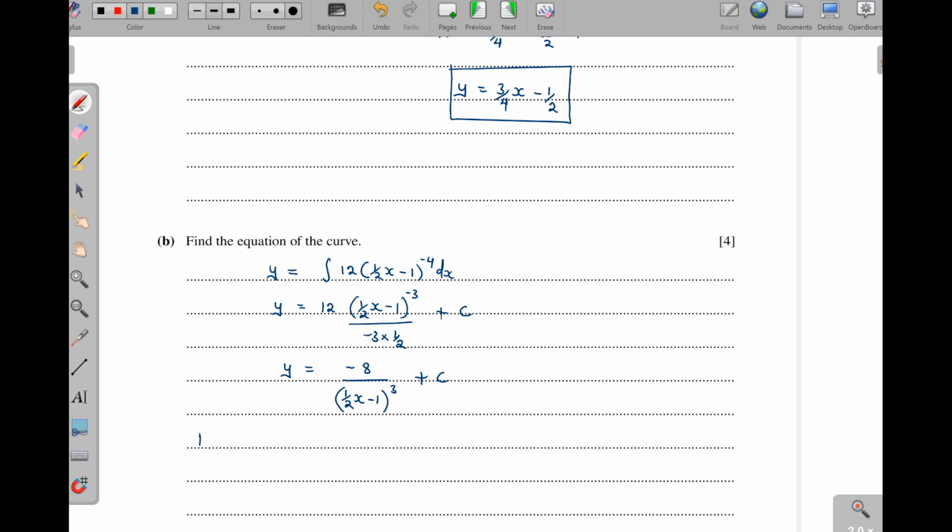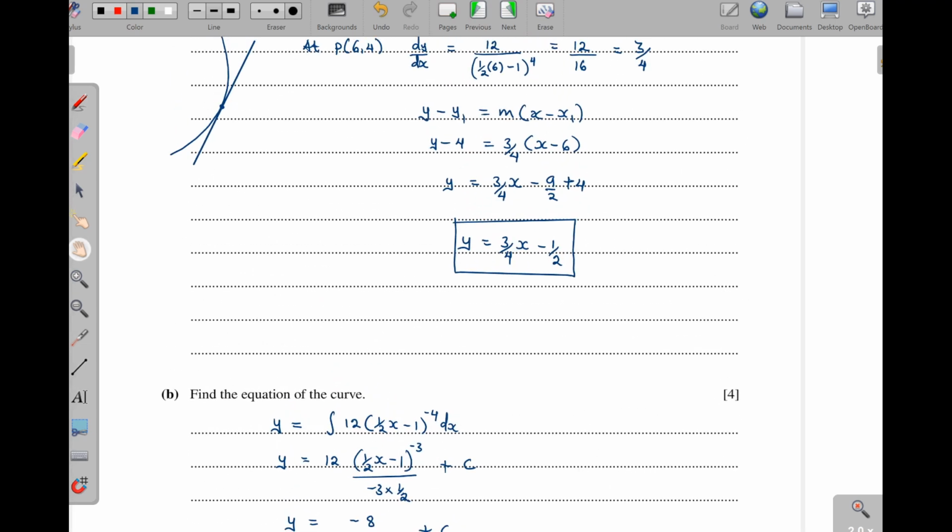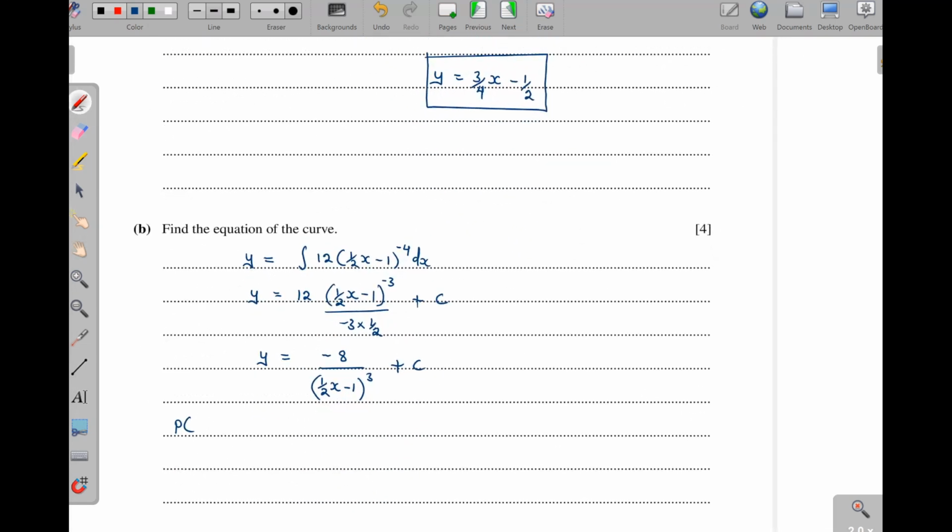Now, if a point lies on the curve, that means its coordinates must satisfy the equation of the curve. So we have point P. Is it 6, 4? Yes, it is 6, 4. So that means the y coordinate is a 4, and then the x coordinate is a 6. So a half here times 6, that one will give us a 3 minus 1. What do you get? You get a 2. Then 2 cubed, that will be 8. Okay? So we have 4. Then here, this is -8 divided by 8, that will be a -1. So I will say plus 1, that one will be equal to c.